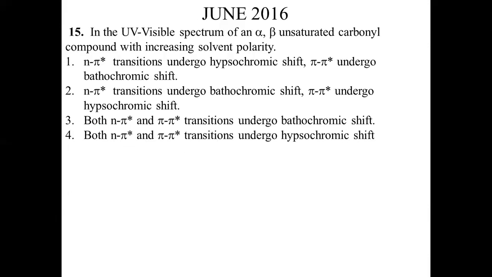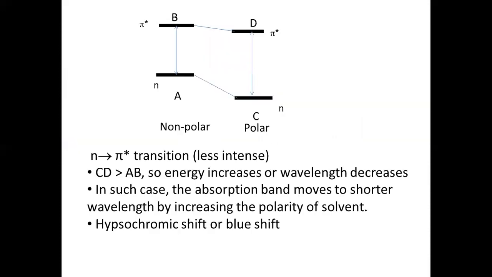Fine. Let's move on to a question from June 2016. Here the question reads as follows: in the UV visible spectrum of an alpha beta unsaturated carbonyl compound, with increasing solvent polarity. Here you have been provided with 4 options. Definitely n to pi star and pi to pi star are not going to behave the same, so I can rule out options 3 and 4 at first. Between 1 and 2, if you have been thorough enough, you can directly click option 1. But for the sake of class, I'll work through it and then we'll go to the answer.